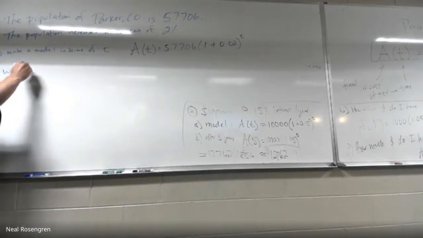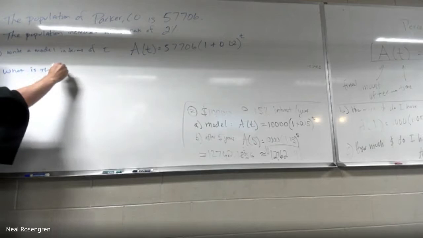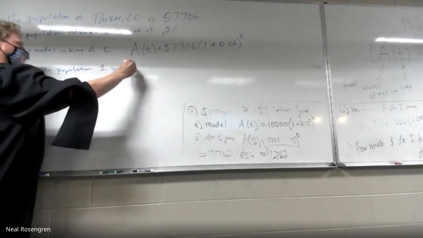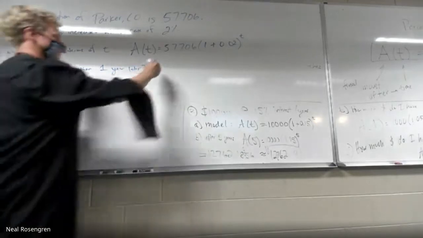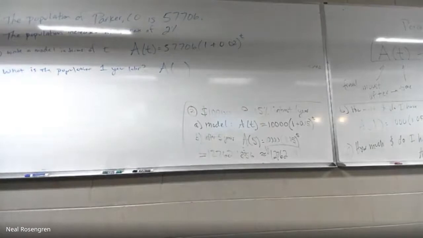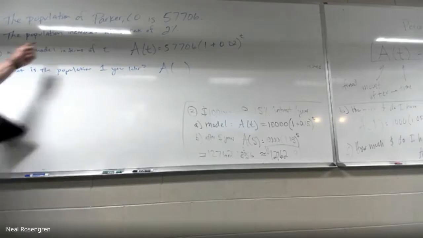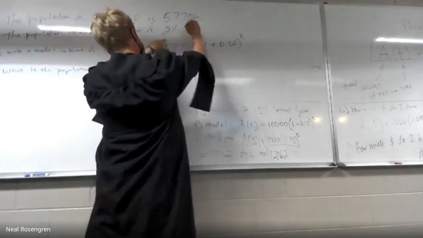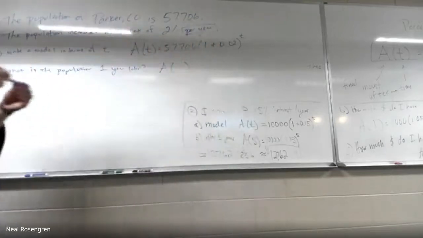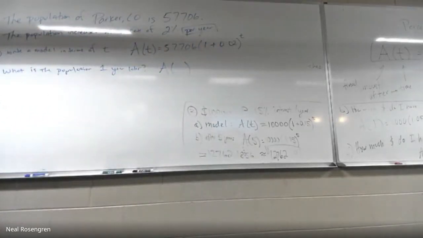Now we can answer the question, what is the population, let's say 1 year later. Now it's not A of t. What's time? 1. And here's the thing that they have to tell us: at a rate of 2% per year. They don't tell us that. We're going to assume it's every year, but it could have been months per month. That could change things.